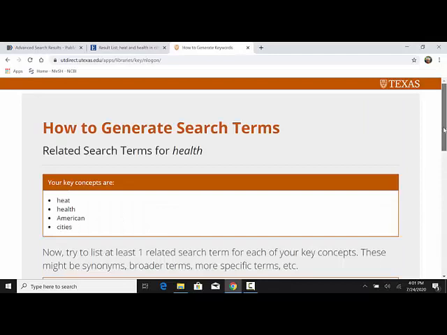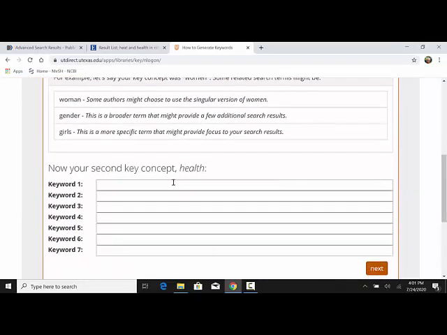Next, I'm going to look for some related search terms for health. So when I think about the types of health concerns that you might have with relation to heat, I think about things like asthma, could be heat exhaustion, heat stroke, and if you don't know these things, you can go and look in some background material to get some terminology that you could put in here. Think about maybe dehydration and probably aggravation of cardiovascular disease.